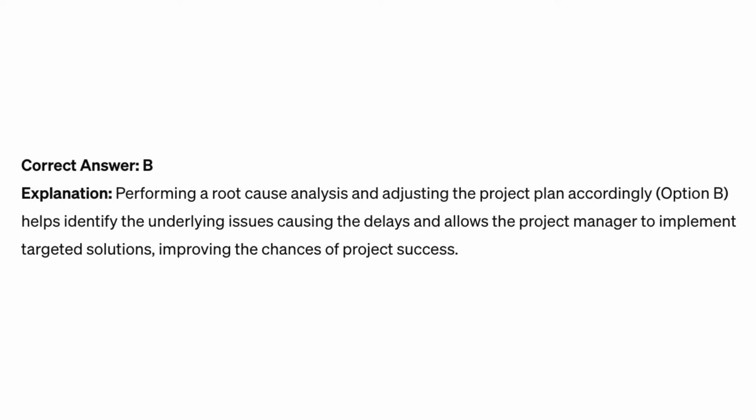Correct answer B. Explanation: performing a root cause analysis and adjusting the project plan accordingly. Option B helps identify the underlying issues causing the delays and allows the project manager to implement targeted solutions, improving the chances of project success.